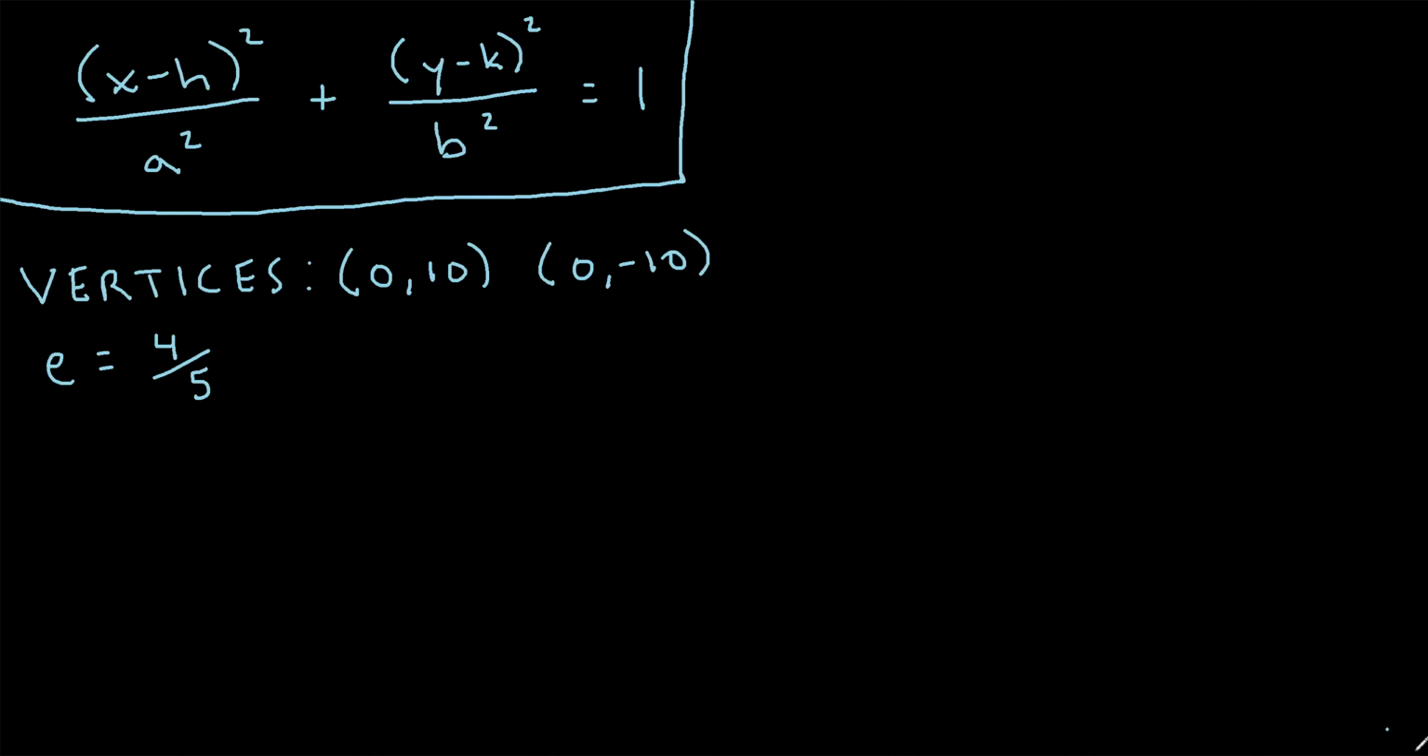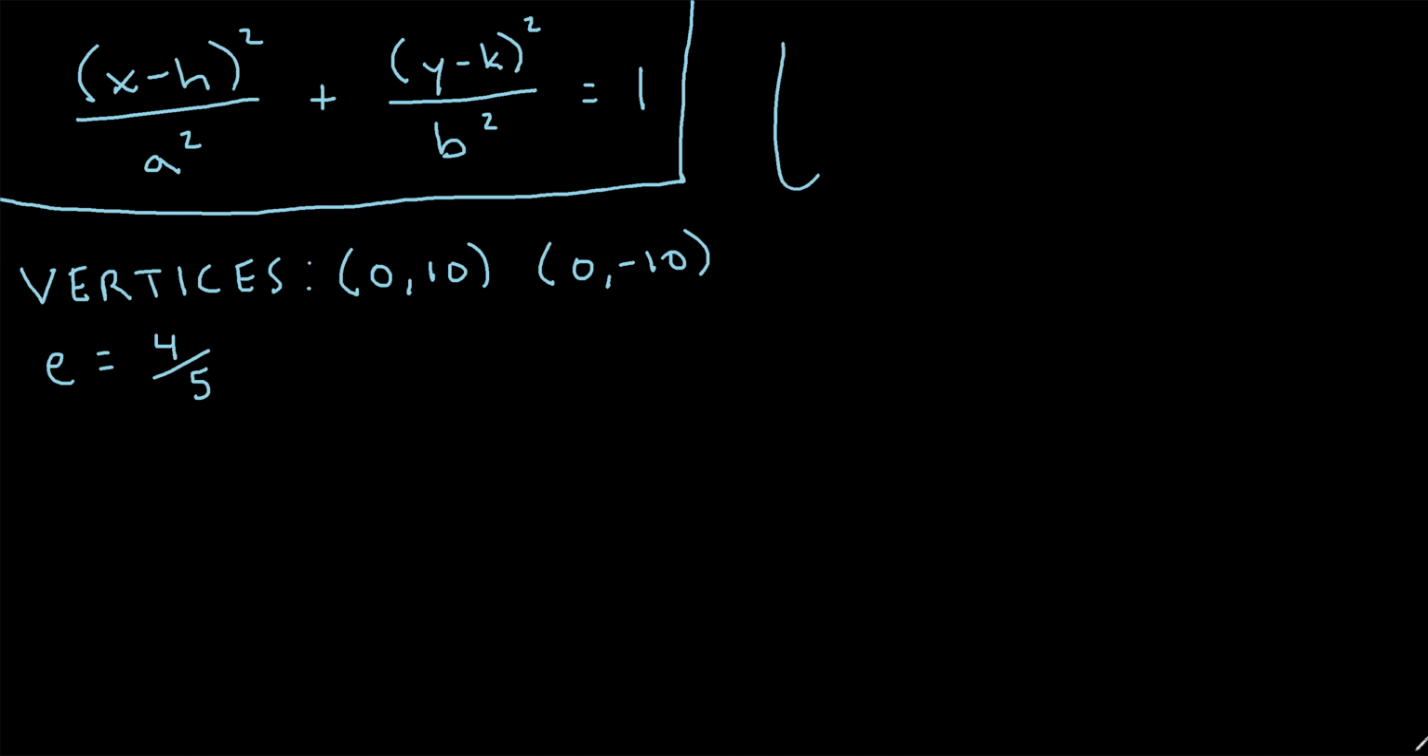In this video, we'll talk about how to find the equation of an ellipse given the vertices and the eccentricity. So recall that an ellipse uses the following equation: (x minus h) squared over a squared plus (y minus k) squared over b squared is equal to 1, where this a squared and this b squared can be interchangeable depending on the shape of the ellipse.